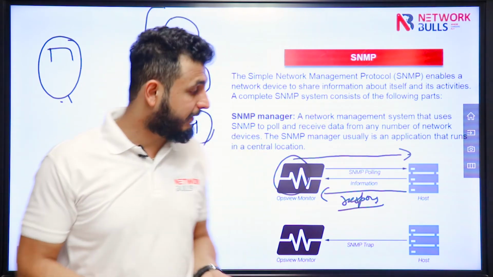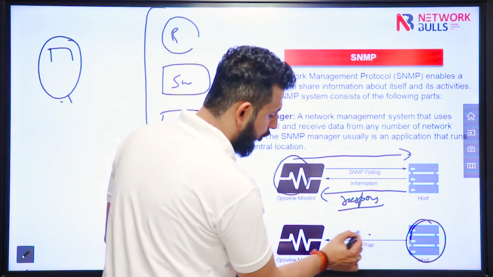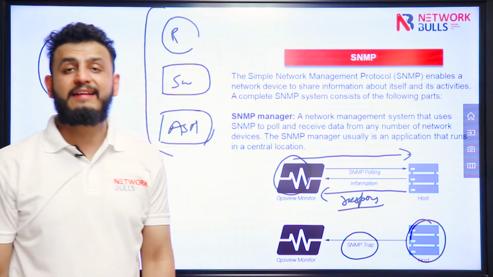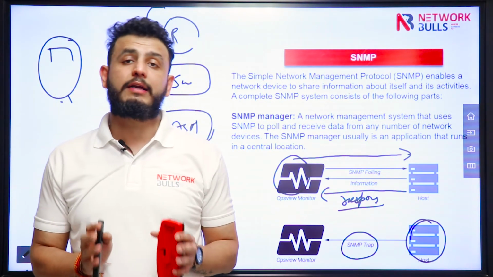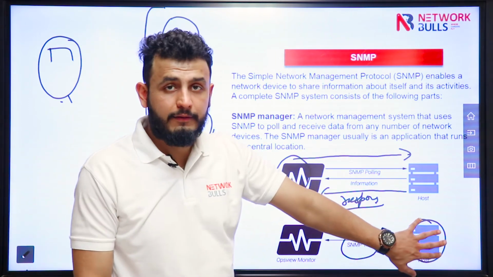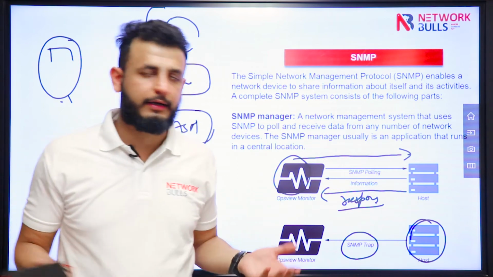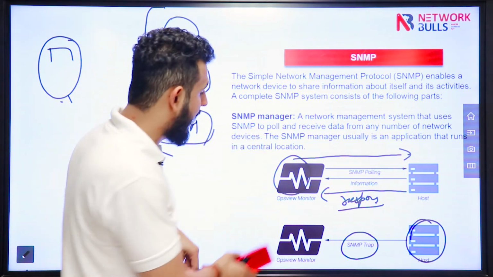Second type of messages generated by the host itself. Those messages are called SNMP Traps. We also call them unsolicited messages because host is sending. We have not asked for it. Fine. So these type of messages are called SNMP traps.